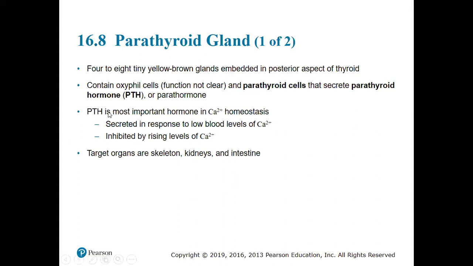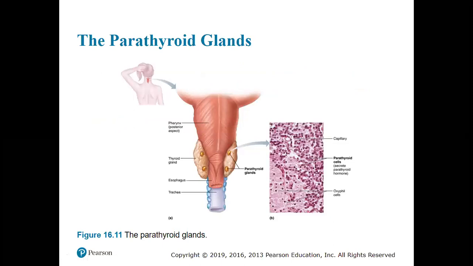The parathyroid glands also get negative feedback inhibition once there is enough calcium. Where is this parathyroid going? Where are the target organs? What's going to be the skeleton? Most, like a lot of it, is going to go to the skeletal system, and some to the kidneys and intestines.